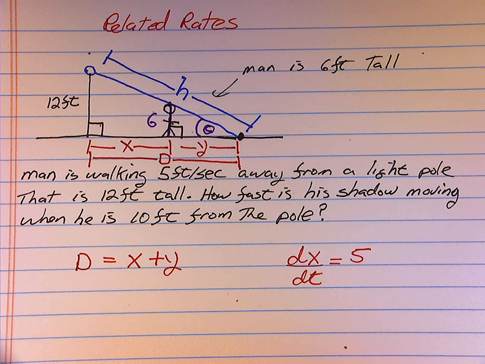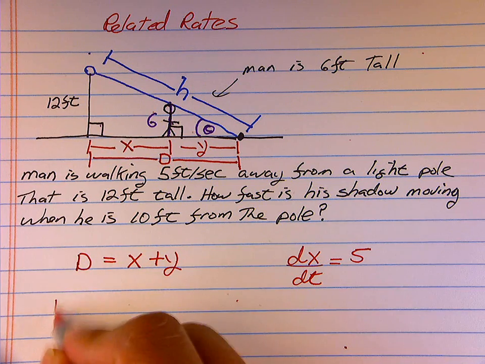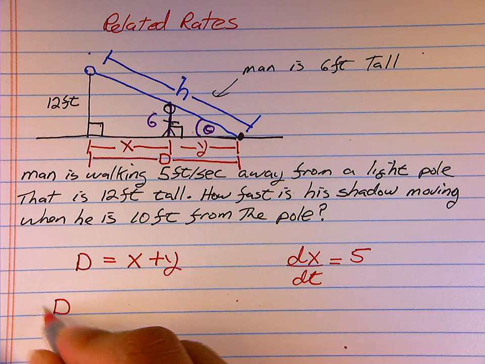So what I'd like to know is how fast big D is moving, because big D is the distance from the tip of the shadow to the light pole. If I knew how fast that was growing with respect to time, I'm done. So here's what I'm looking for. I'm going to go ahead and take the derivative of this.